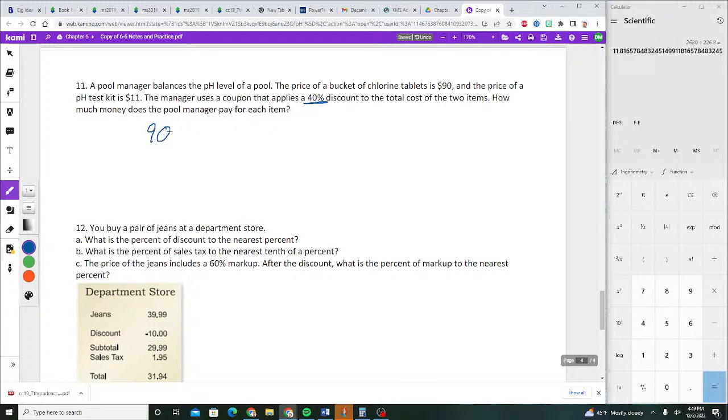We go 90 plus 11, and then we apply a 40% discount. A 40% discount is not 0.4. We're applying a 40% discount, which means we're doing 100 minus 40, which is 60%, which is 0.6. Sorry, I did 60.